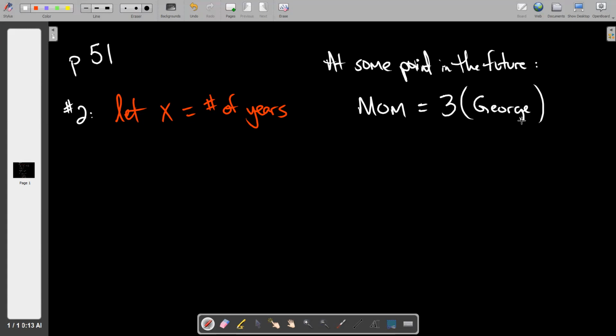What I'm doing right now is not setting up an equation. I'm using words to try to model the situation, because that gives me something to connect my math stuff to. So how old is George's mom right now? How old will she be in the future? How old are you? How old will you be in 1 year? How old will you be in 2 years? How old will you be in 10 years? How old will you be in X years?